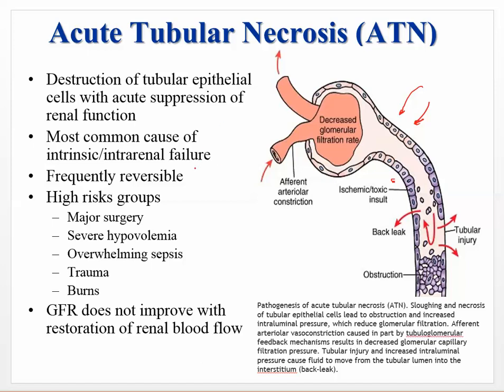Most common cause of intrinsic intrarenal failure, that's what acute tubular necrosis does. High-risk groups, major surgery, severe hypovolemia, overwhelming sepsis, trauma, burns, so lots of different things can lead to a disease where you end up with injury to the tubules and then the obstruction, leaking, and loss of function. So GFR does not improve with restoration of renal blood flow. That's an indicator. So that means that usually if we get more blood flow, if we get some vasodilators or something to open up blood flow to the kidney, the GFR is not going to change because that's not the real problem. The real problem is getting the fluid to move through. Okay, so yeah, you're not going to be able to improve your GFR if your tubule is not functioning properly.